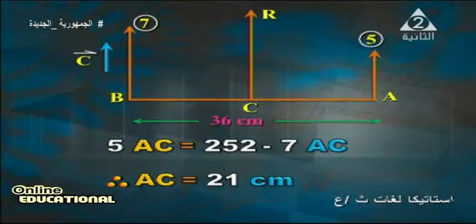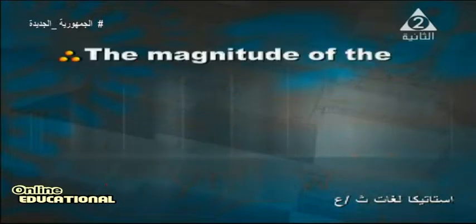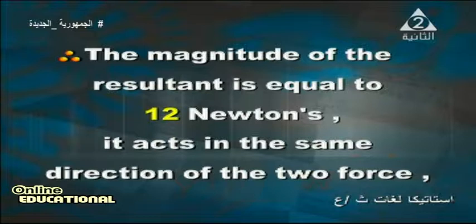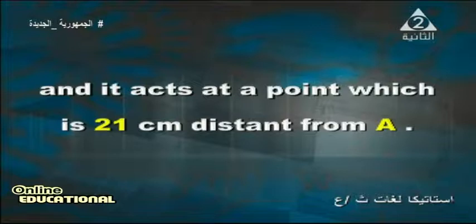What did we deduce? We deduce that the magnitude of R equals 12 newtons and acts at a point C, which is 21 centimeters from A, or which is 15 centimeters from B. Then the magnitude of the resultant equals 12 newtons. It acts in the same direction as the two forces, and it acts at a point which is 21 centimeters distant from point A.